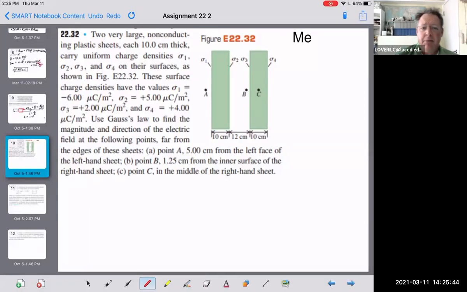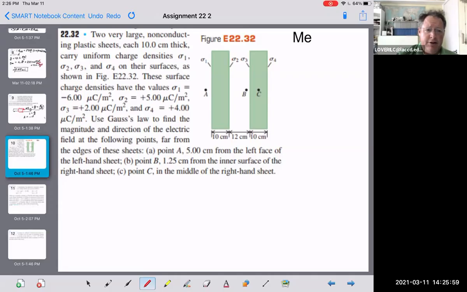Okay, this one is a me problem. I don't know if I'm going to do every last part of it. I think I'm going to leave point C for you to figure out, but I'm going to do some of it.